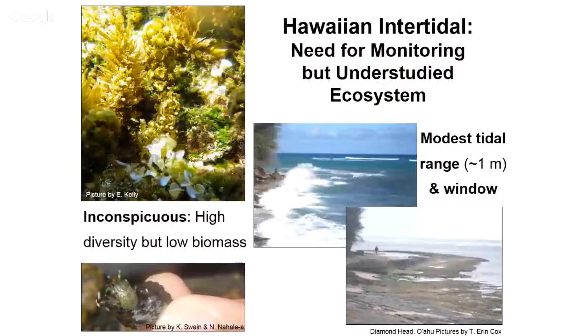And even though it's really important, our intertidal here in Hawaii is really understudied for many reasons. First, most people here study coral reefs. And that's cool. I love coral reefs too. But another reason is because we have a small tidal range. So we only have a difference of about 1 meter between low tide and high tide. And just to give you perspective, in California, the difference is about 3 meters.